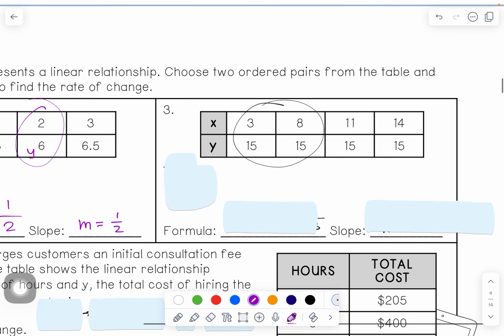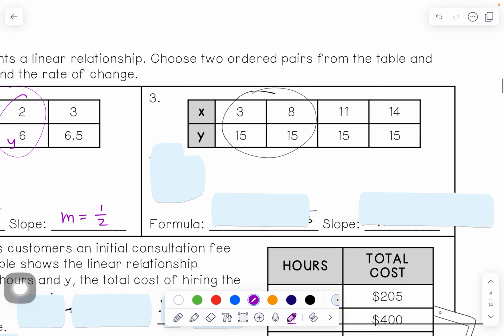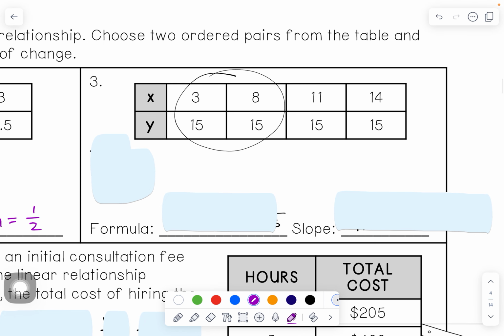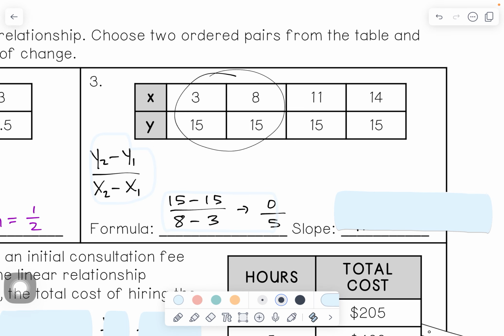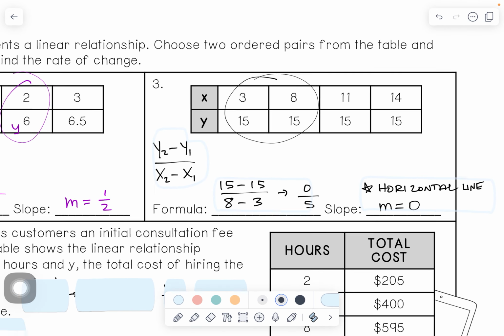All right, I circled the 2 that I used, so if you want your answer and your work to match mine exactly, use the same 2 points. Go ahead and push pause. All right, and we're back. Same formula. Y values on top, 15 minus 15, 8 minus 3. That 0 on top should be a flashing red light that this is a special scenario. When I simplify this, 0 divided by 5 is 0, and that ends up being a horizontal line.